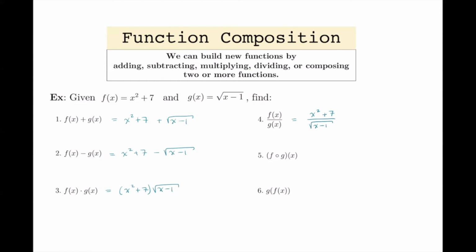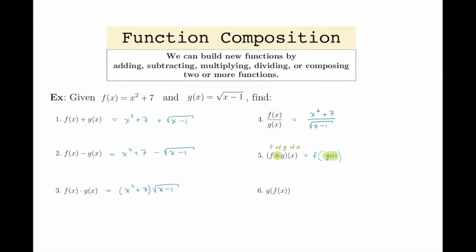You may have seen this notation before. This f circle g of x means that we are going to put g of x inside of f of x. So this is read as f of g of x. One way that we could visualize this is to say that this is the same as f of g of x. And now this notation tells us that the input that's going into the f of x function is actually the entire function of g of x.